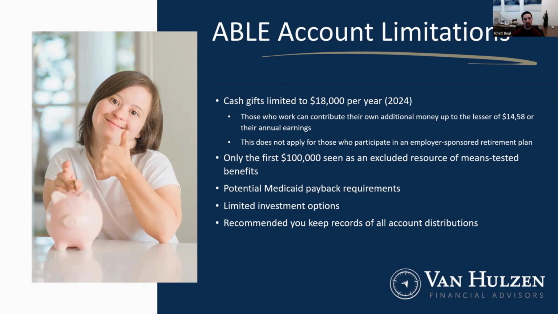The one exception is if you or your child have an ABLE account and you are working, then you can contribute your work income into the account. And I see I missed a zero on that 14,580. It's supposed to be 14,580.